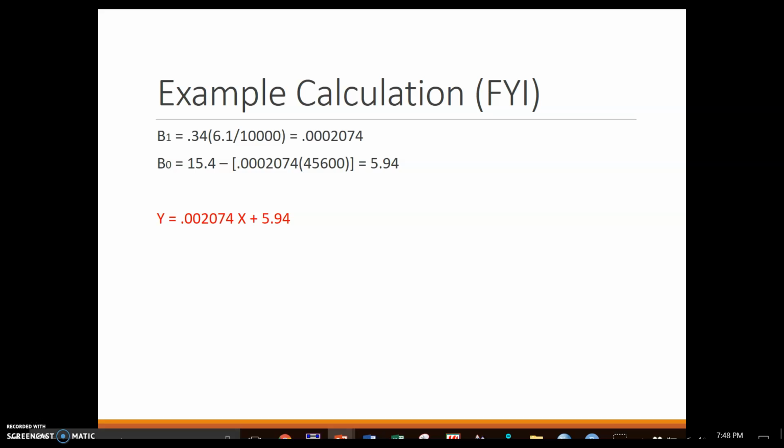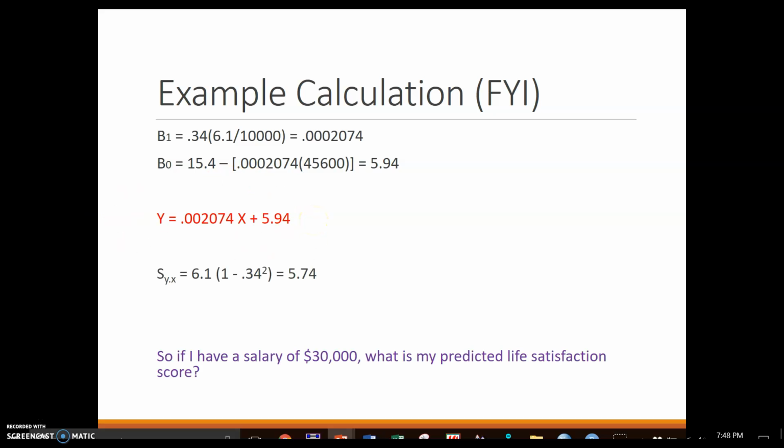This is the cool part, is that we write our equation, and this is the focus of all of it. We can also find our residuals there. But if I have a salary that is known, I can now predict my life satisfaction by going back up here. So if I have a salary of $30,000, I'm going to take 0.002074 times $30,000 plus 5.94, and that's going to be my predicted life satisfaction score.